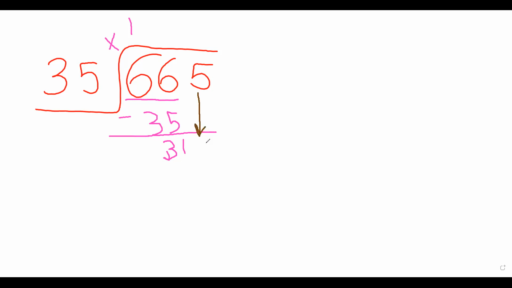You put down the 5. Now 315 divided by 35. I want you to think about the number that you multiply by 35 whose first digit is 5, like 35, 45.